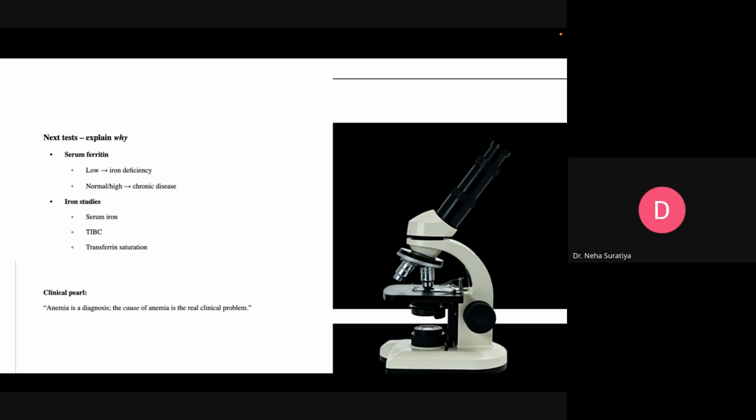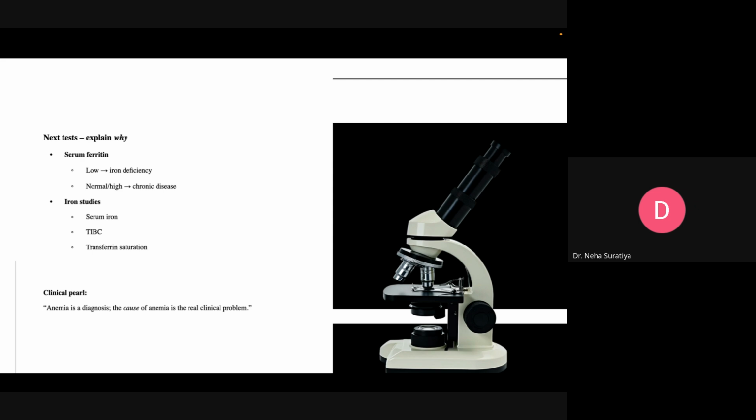So the next steps will be what? Explain why. So serum ferritin, of course we need to check, whether the common cause is iron or not. So we need to check serum ferritin. If it is low, iron deficiency. If it is not, it will be chronic disease. So iron studies, of course: serum iron, TIBC, and transferrin saturation we need to check.